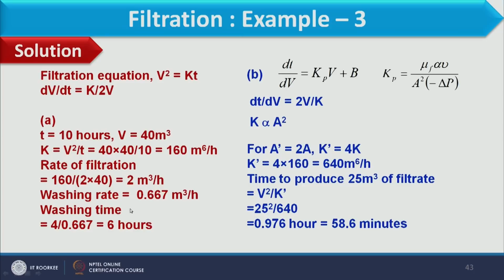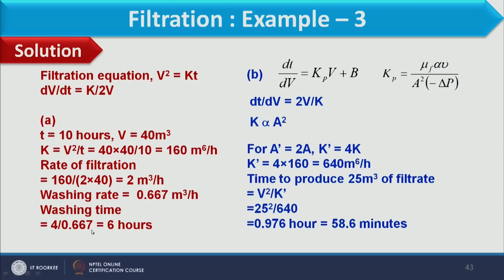So, the washing rate is basically considered as 1/3 of the rate of filtration. So, 2 meter cube per hour is the rate of filtration. So, the rate of washing should be 0.667, 1/3 of that. Therefore, the washing time should be 4, which is the total volume of wash water we are using, divided by 0.667. So, 6 hours should be the washing time.